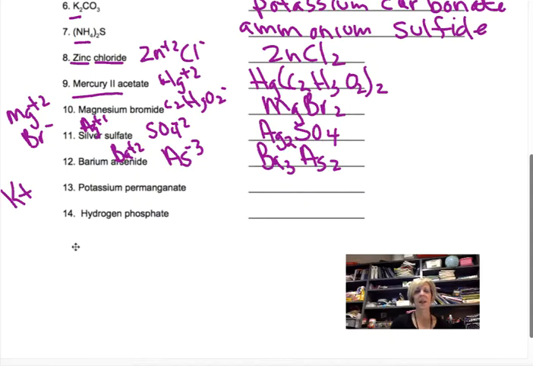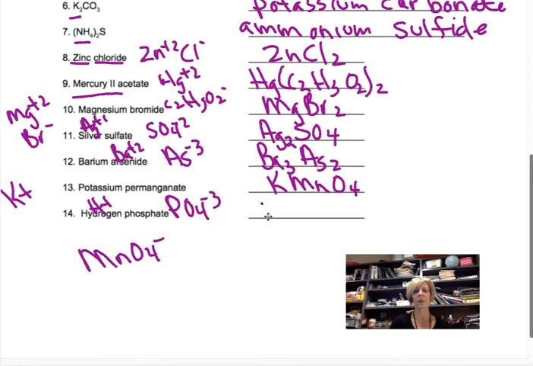Potassium is K+1, permanganate is MnO4-, and so this is just going to be KMnO4. Really pretty purple chemical, potassium permanganate. Hydrogen is a +1, phosphate is PO4 -3, so I'm going to need 3 hydrogens to balance out with my phosphate.